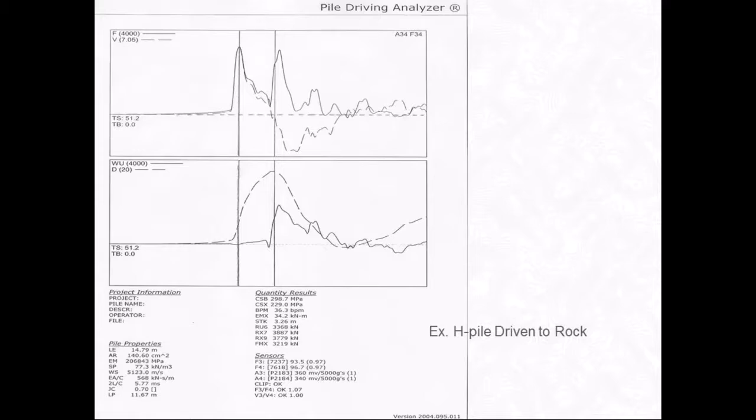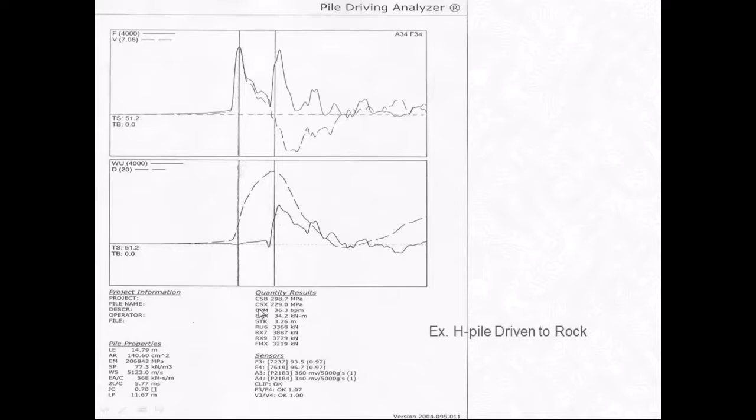Here's an example of an H pile driven to rock, and we can see from the data down at the toe, high force, velocities 0, so the pile is not moving. And we have a large reflection at the toe, which indicates a lot of end bearing.